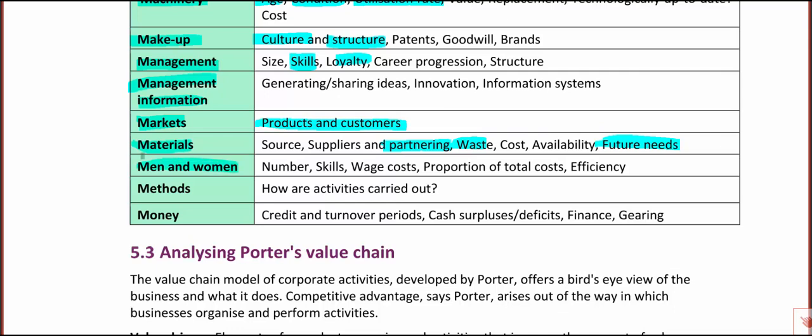What about that human resource then? So men and women, do I have enough staff to do what I want to do? Have I got the right staff to do what I want to do? Are they efficient enough? What are my ins versus my outs?